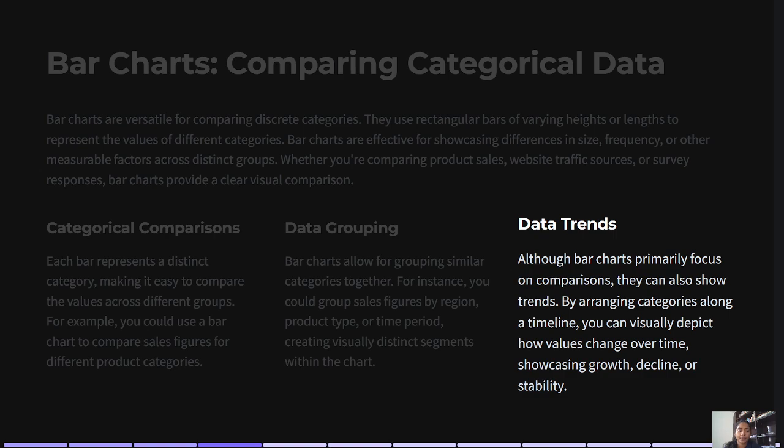Coming to the data trends. Although bar charts primarily focus on comparison, they can also show trends by arranging categories along a timeline, which can depict how values change over time, showcasing growth, decline, or stability.